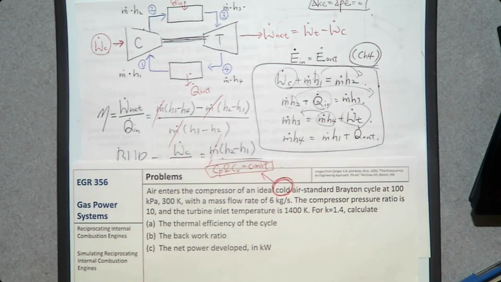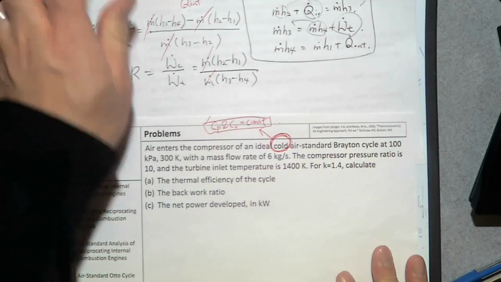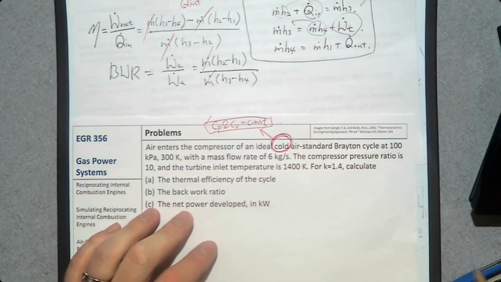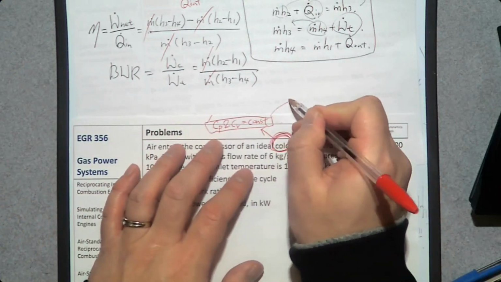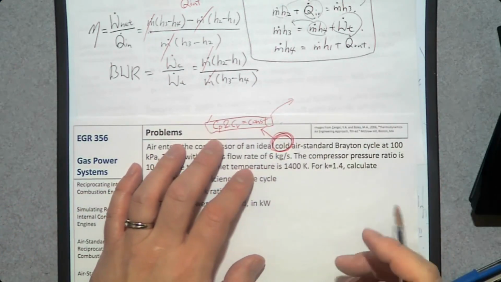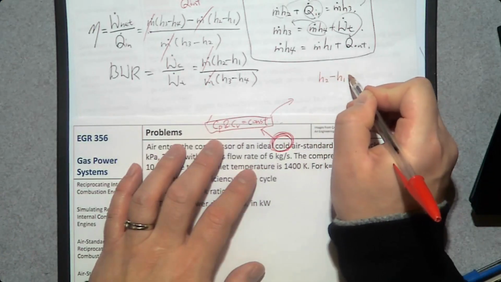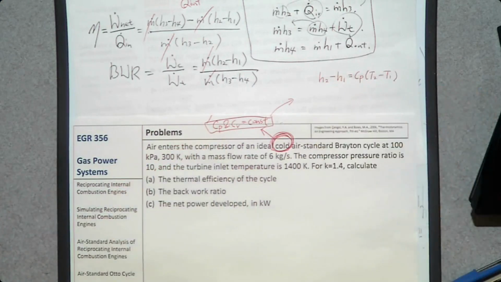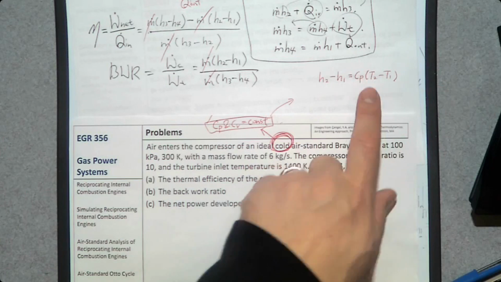However, it says cold air standard Brayton cycle. Whenever you hear this word cold, that means you must be very happy, because you can use a specific heat. If you use a specific heat, what is the equation? h2 minus h1 is simply Cp (T2 minus T1). So you don't have to find h1, h2. You can just calculate h2 minus h1 by using specific heat.